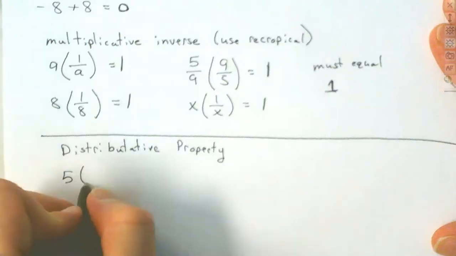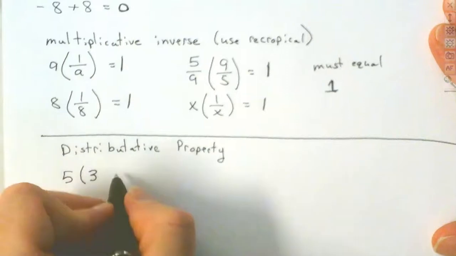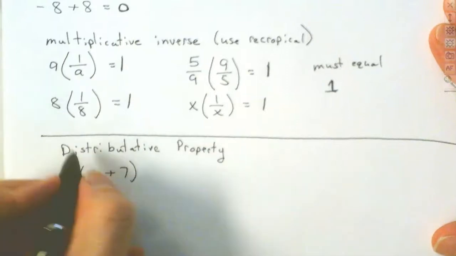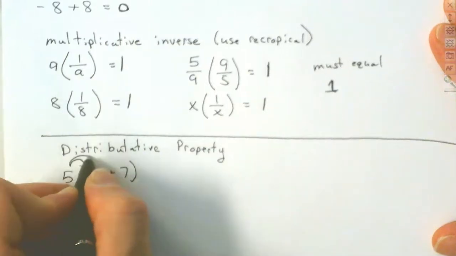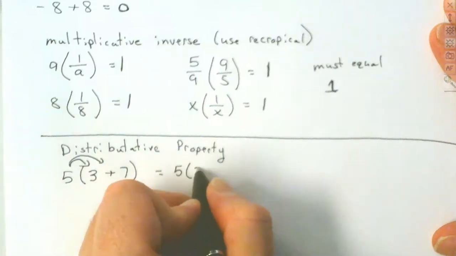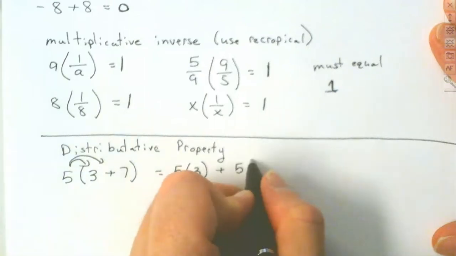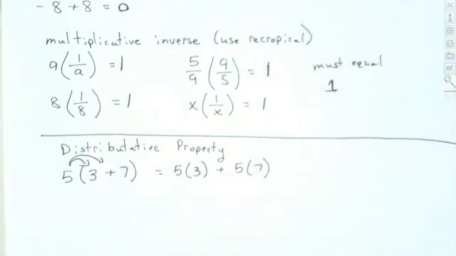Okay, 5 times 3 plus 7. We can use our distributive property and distribute that through, and that would be 5 times 3 plus 5 times 7, right? That's the distributive property.